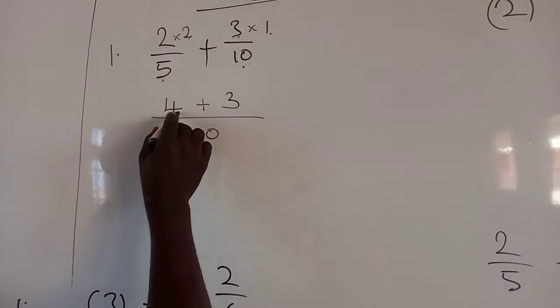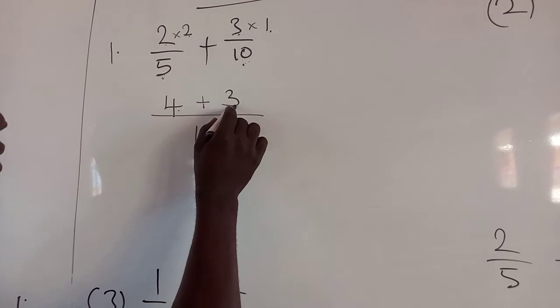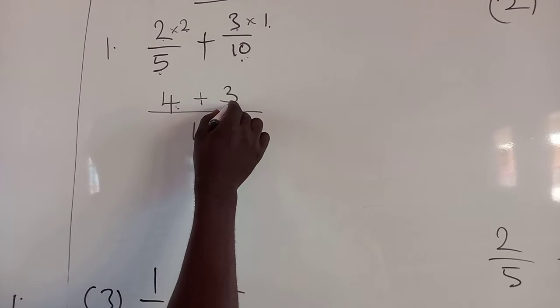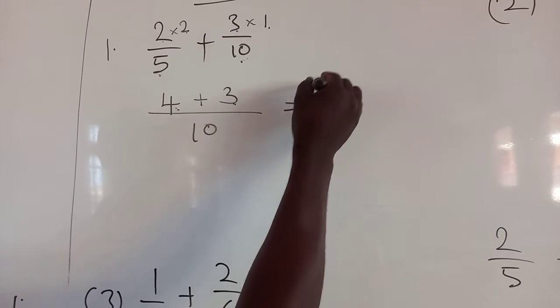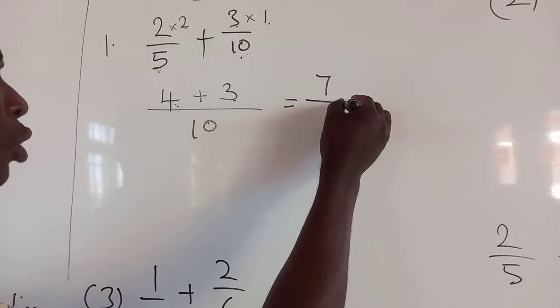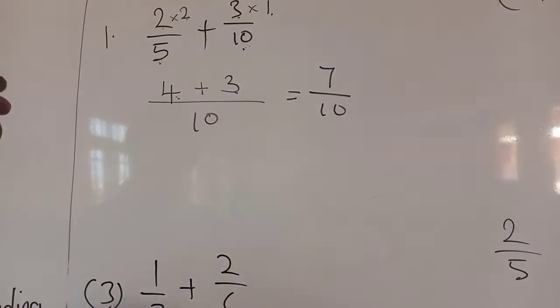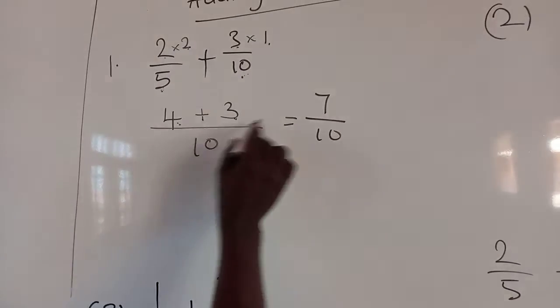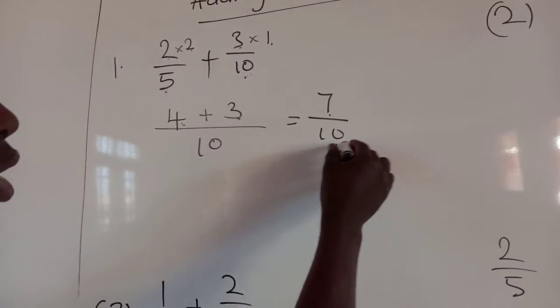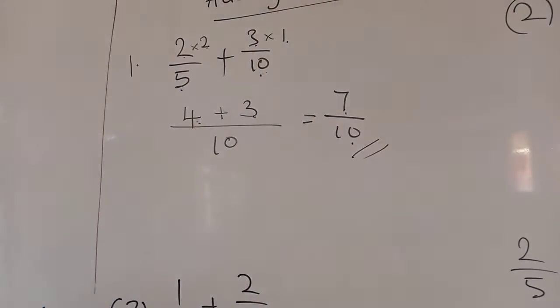Now I have this adding to this. So 4 plus 3 will give me 7 out of the 10. So my new fraction after adding this is what? 7 out of 10. And this is my final answer.